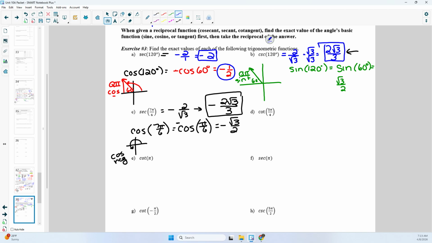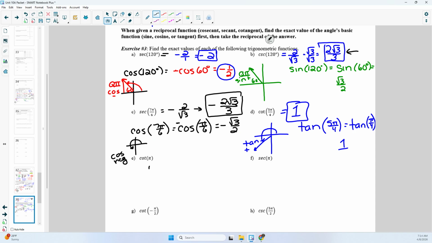The cotangent of 5 pi over 4. So we are again in quadrant 3. Our reference angle is pi over 4, tangent is positive in this quadrant. So I'm finding the tangent of 5 pi over 4, which is equal to the positive tangent of pi over 4, and the tangent of pi over 4 is 1. So when I flip that over, I still have 1 over 1.